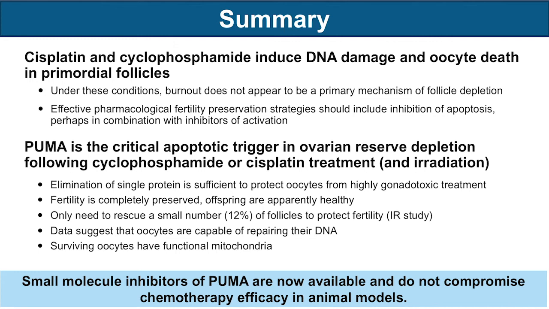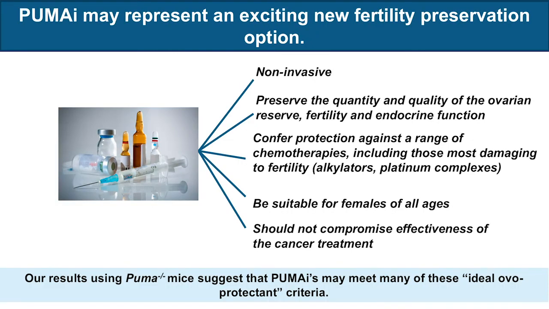And what's really exciting for us is that we've done all of these studies so far in a genetic model, so Puma knockout females. But earlier this year, 2 Puma inhibitors have now been characterised in the literature. And these small molecule inhibitors of Puma are in fact available, and they do not compromise chemotherapy efficacy in animal models. So because of this, we think that Puma inhibitors may in fact represent an exciting new fertility preservation option. And certainly our results in our Puma knockout females suggest that Puma inhibitors may meet many of these ideal ovoprotectant criteria. And so we're now just initiating our studies to test these inhibitors in our mouse model.